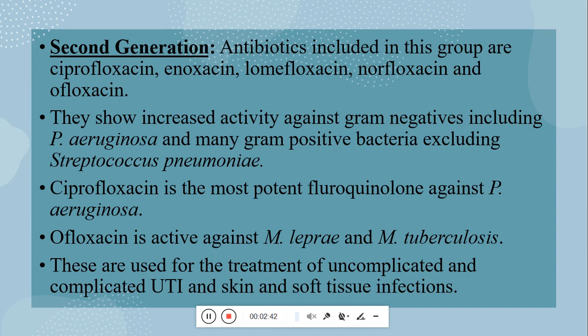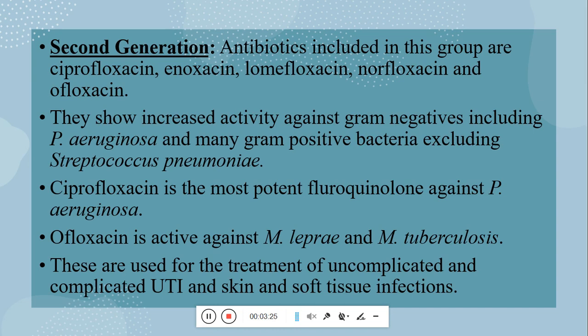The second generation fluoroquinolones include antibiotics like ciprofloxacin, enoxacin, lomefloxacin, norfloxacin, and ofloxacin. They show an increased activity against gram negatives compared to the first generation quinolones, including Pseudomonas aeruginosa, and also against many gram positive bacteria, but excluding Streptococcus pneumoniae. Ciprofloxacin, which belongs to the second generation, is the most potent fluoroquinolone against Pseudomonas aeruginosa.